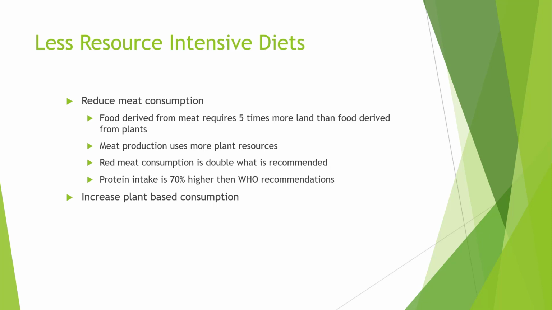Red meat consumption is double what is recommended. So again, in America, we can afford it, so we eat it. And the same thing with protein: protein intake is 70% higher than the WHO recommends. So we're eating more protein in our diets as humans than we should. And if you reduce the red meat and increase the plant based consumption, you'll have a reduction in resource use.